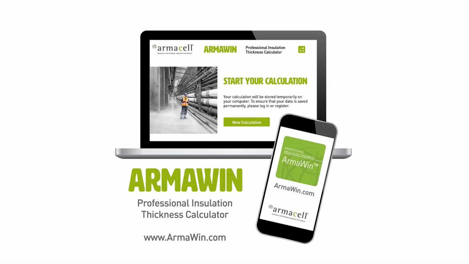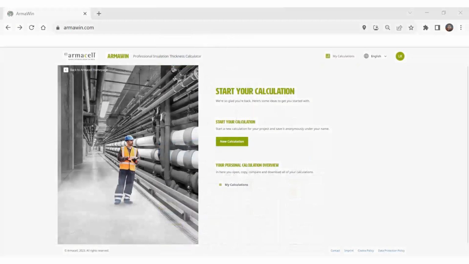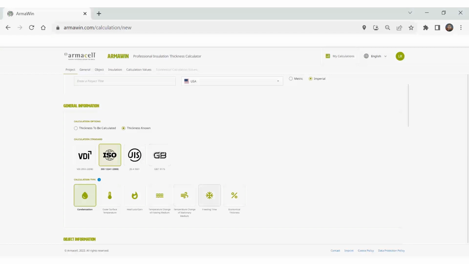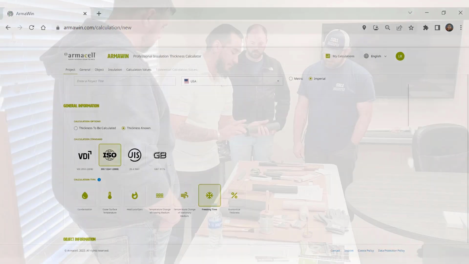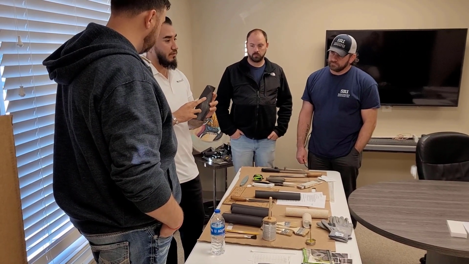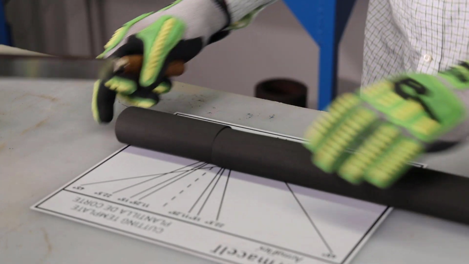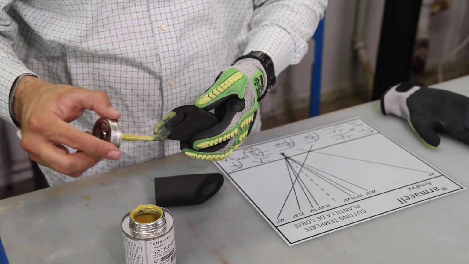As mentioned in Part 1 of this series, Armacell also offers a calculation tool, ArmaWin, to ensure you have the right thickness of insulation, and installation training, AQuip, to create a sealed mechanical system. All of the things you need to ensure your below ambient system is protected from the effects of condensation.